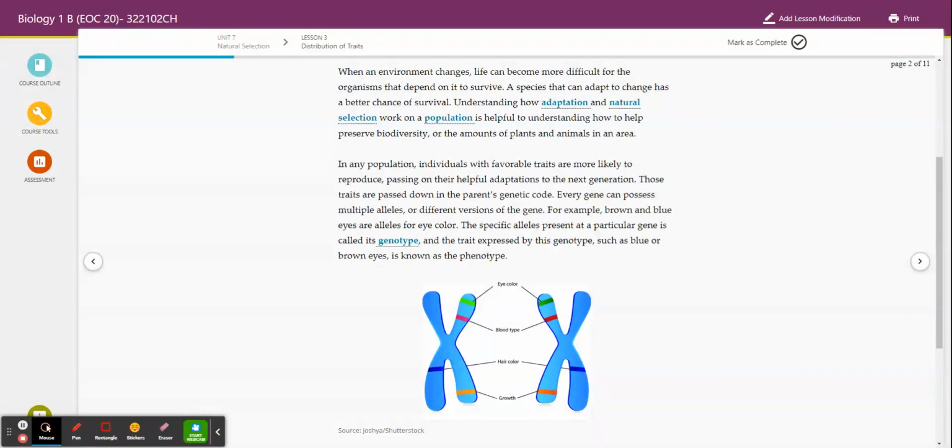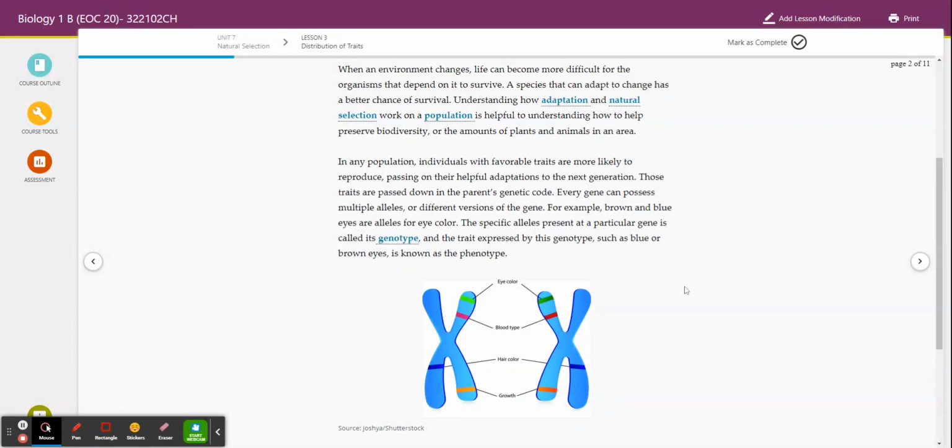In any population, individuals with favorable traits are more likely to reproduce, passing on their helpful adaptations to the next generation. Those traits are passed down in the parent's genetic code. Every gene can possess multiple alleles, or different versions of the gene. For example, brown and blue eyes are alleles for eye color. The specific alleles present at a particular gene is called its genotype, and the trait expressed by this genotype, such as blue or brown eyes, is known as the phenotype.